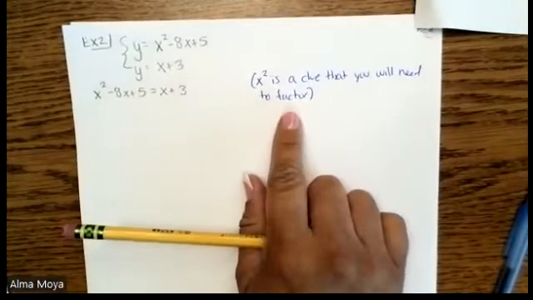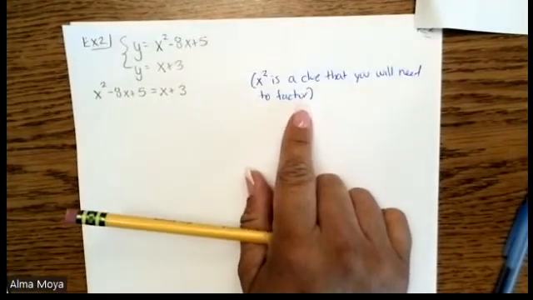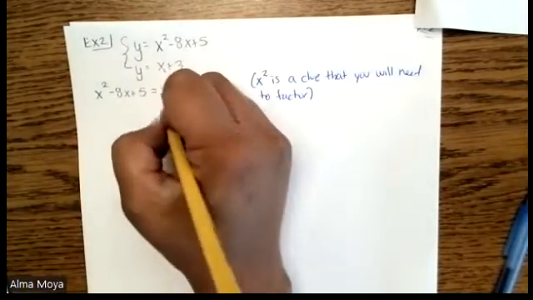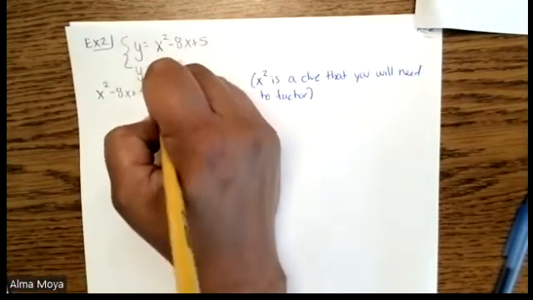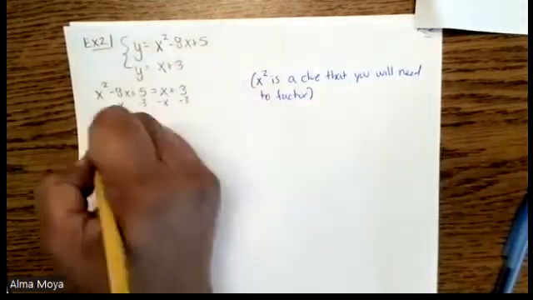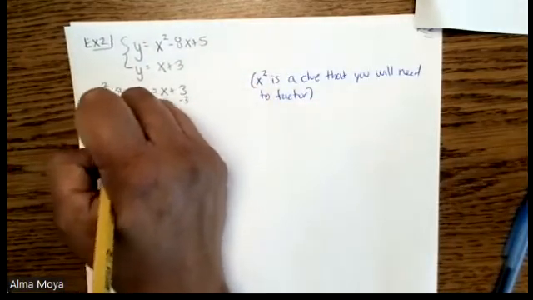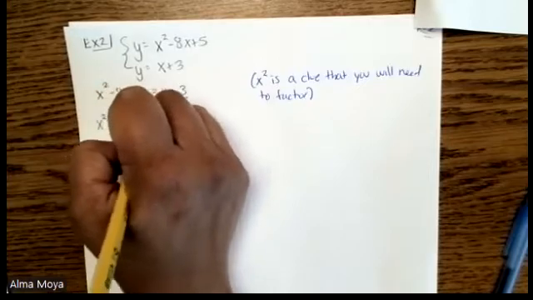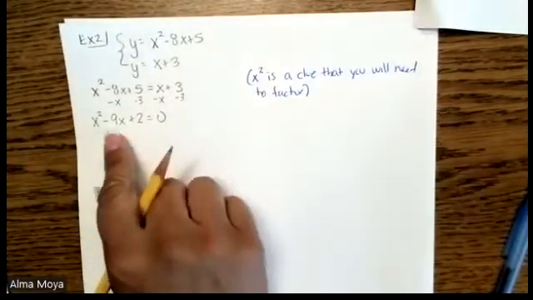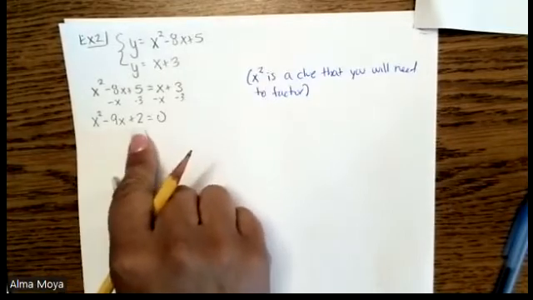Now we learned factoring in Math 2. But before we can factor, we need to set this equal to 0. So I'm going to move the x to the other side, and I'm going to move the 3 to the other side. So here I have x squared minus 9x plus 2 equals 0. Now, when you are factoring, this cannot be factored.